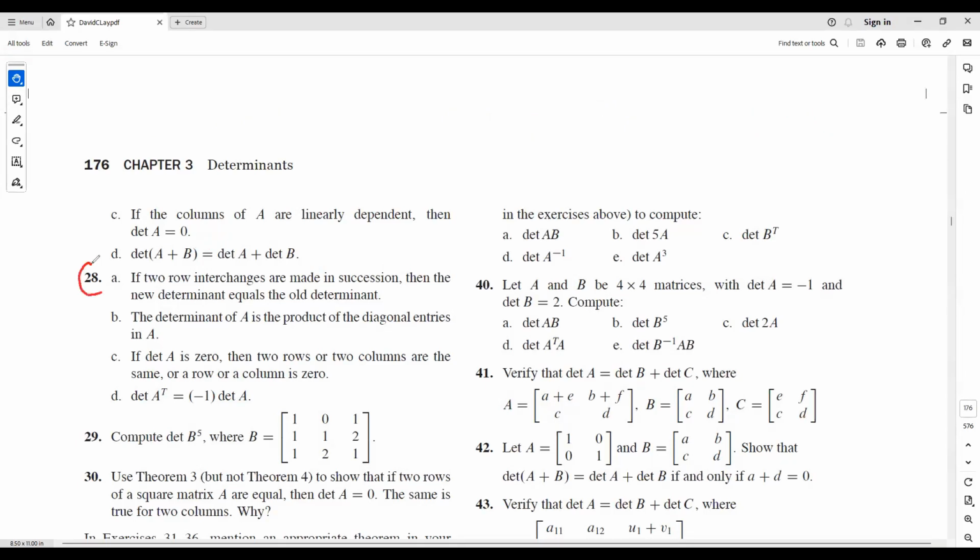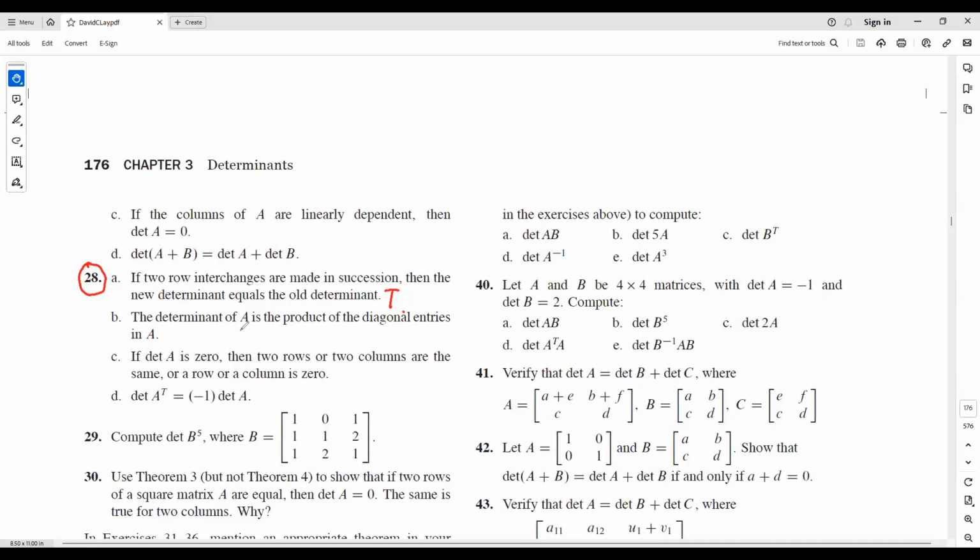Problem 28. A. If two row interchanges are made in succession, then the new determinant equals the old determinant. True. Because when one row interchange is made, the determinant changes sign, and when two row interchanges are made, the new determinant equals -1 squared times the old determinant.